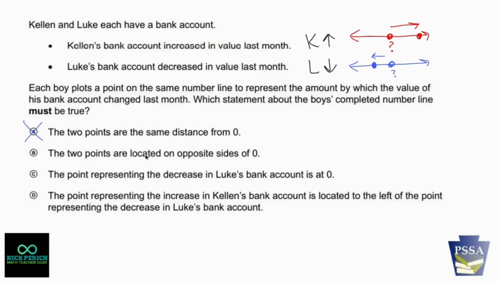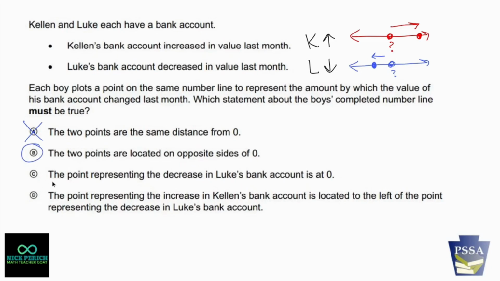The 2 points are located on opposite sides of 0. Now, if we're plotting the point at 0, this is correct. Because what this does is we now recognize that Kellen is moving to the right side, which is the positive value. Luke is moving to the left side, which is the negative value, so to the left of 0, assuming that we're starting at 0 here. So B is going to be our correct answer.